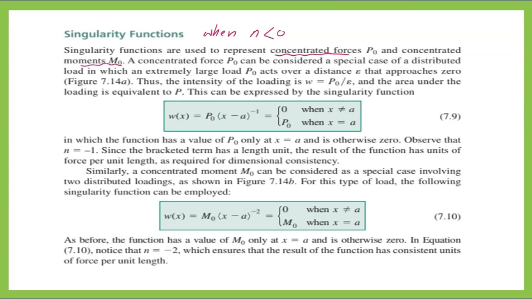In the case of concentrated moment M naught acting, the load function is expressed as w of x equals M naught multiplied by x minus a raised to the power of minus 2, which equals 0 when x does not equal a, and equals M naught when x equals a. The n value equals minus 2 in this case.